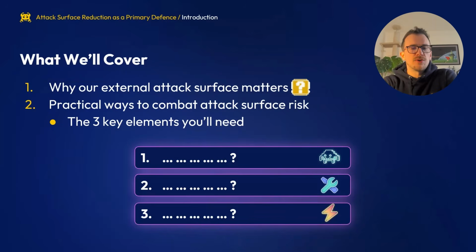So what we'll cover in the workshop today is a quick recap on why your external attack surface matters, with some examples of what can go wrong if you don't manage your attack surface. Then we'll dive into some practical ways to combat attack surface risk, and I'll present the three key elements that I think you'll need to get started with this.